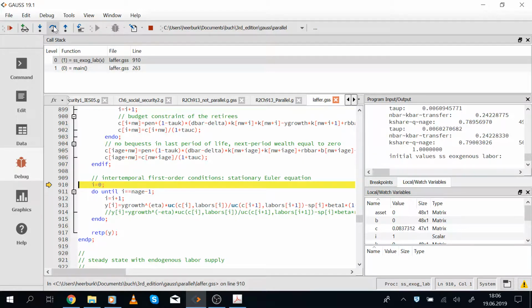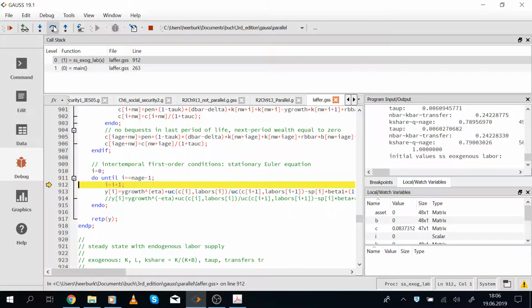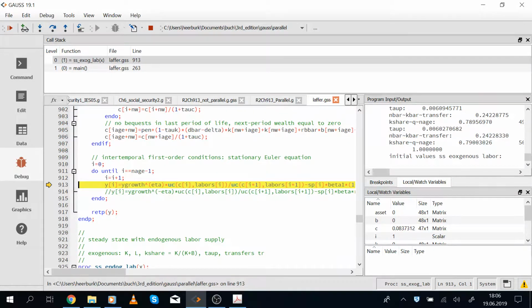So we live 46 periods. This results in 45 Euler equations, and the 45 Euler equations are matched by our 45 endogenous variables, which are the capital stocks at ages 2 through 46, which are different from 0. And the Euler equation here can be found in the slides.